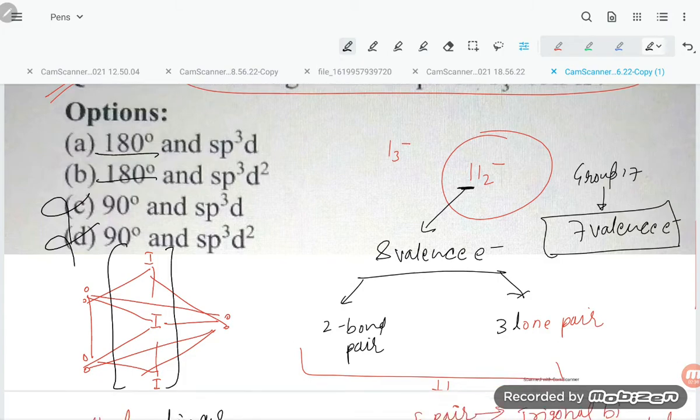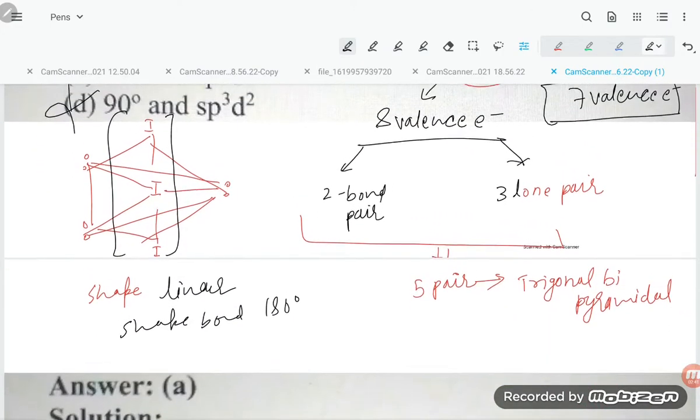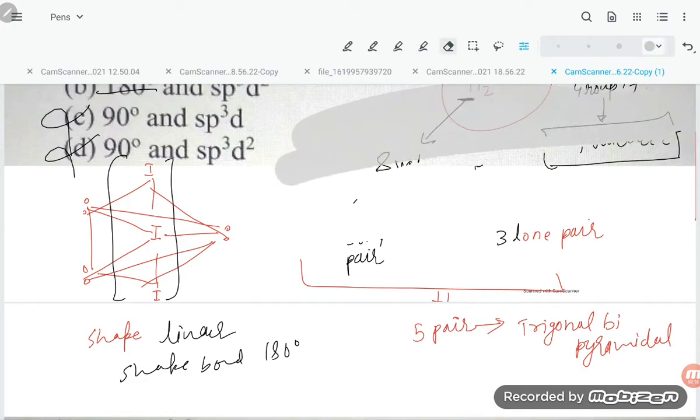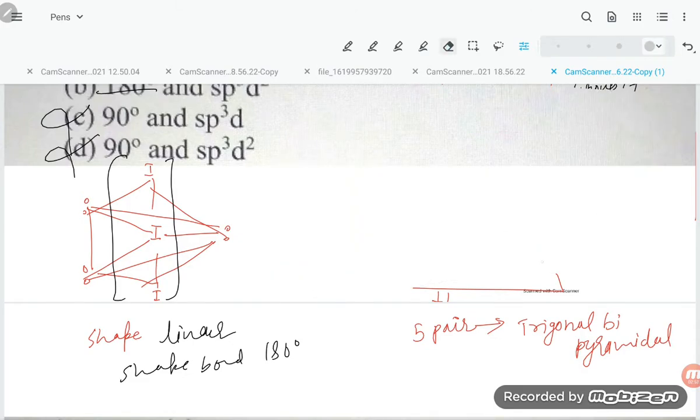Now let us try to understand the hybridization. How can you understand the hybridization? Let us try to understand. Hybridization is very easy.